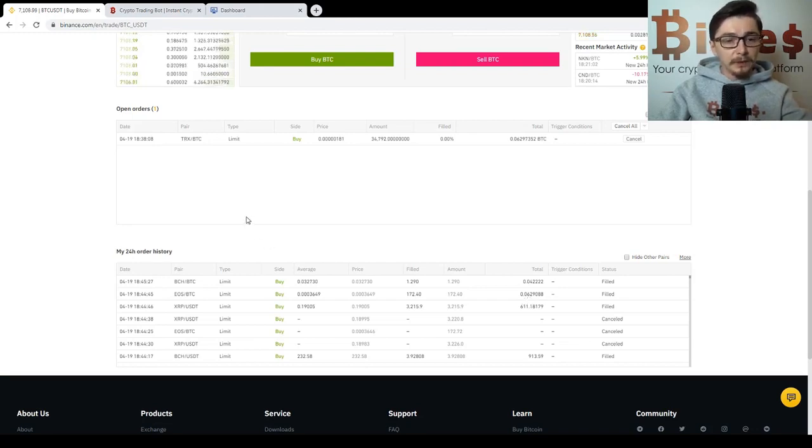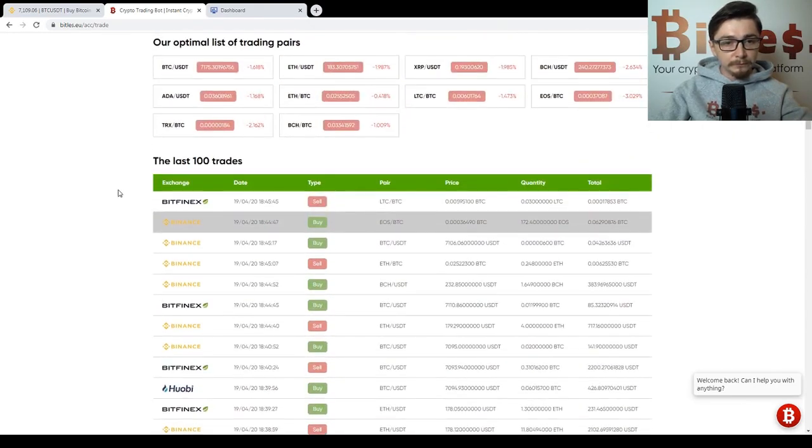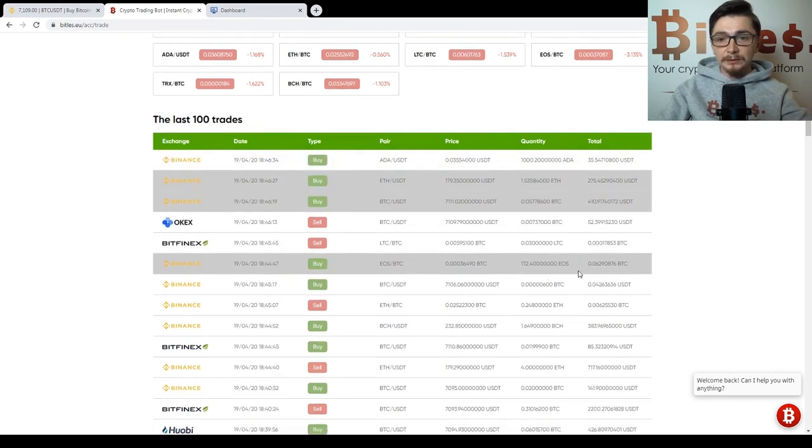So, now let's go to the trading live section of our Bitles back office and find this trade there. So here it is. Here we can see that this is exactly the trade that we were looking for. Pay attention to all the details again. This trade is made at Binance Exchange on April 19 at 18 hours, 44 minutes, 47 seconds. It's a buy trade. The pair is the same, EOS to BTC. The price is the same, 0.0003. Amount is the same, 172. And total is the same as well, 0.062.